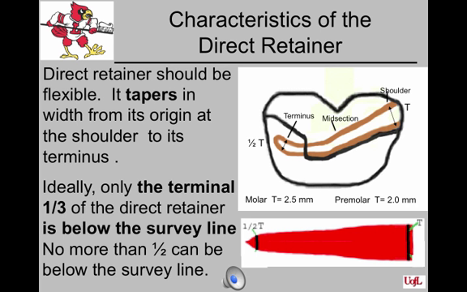Direct retainers have to be flexible, so each tapers in width from its origin at the shoulder to its terminus. If the tooth is a molar, the origin will be approximately 2.5 millimeters in width and should taper down to 1/2 the size of the origin width at the terminus. Therefore, it would be about 1 to 1 1/4 millimeters wide. If it's a premolar, it will be 2 millimeters at its origin and taper down to about 1 millimeter at its terminus.